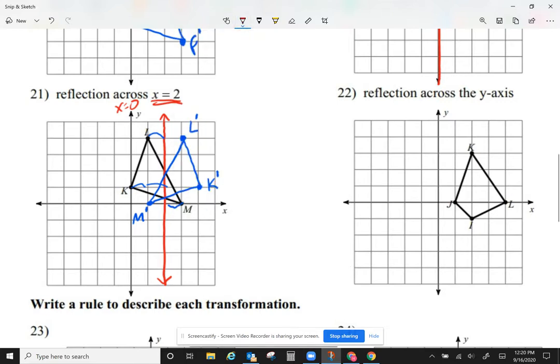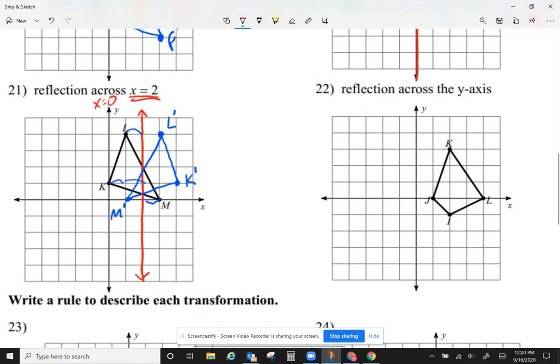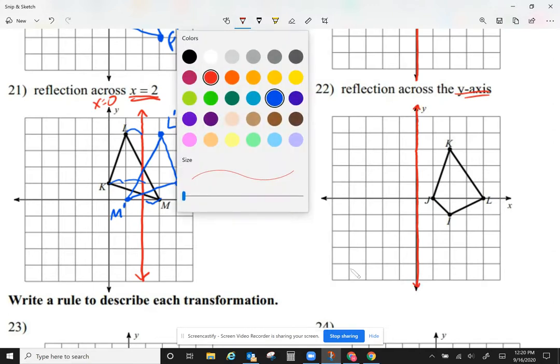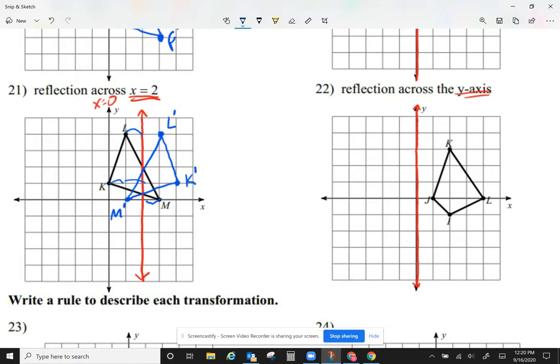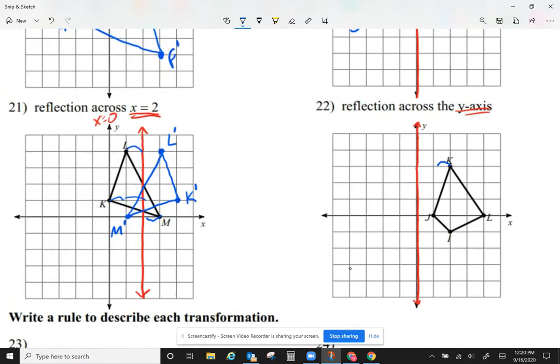Lastly, let me take a look at question number 22. Reflection across the y-axis. So here it is, the y-axis. I'm going to reflect everything from one side to the other side. If I look at my point K, I'm counting spaces. There's 2 spaces, so make sure you count 2 spaces on the other side. If I look at my point J, it is 1 space from the mirror line, so make sure you count the same amount of spaces on the other side.